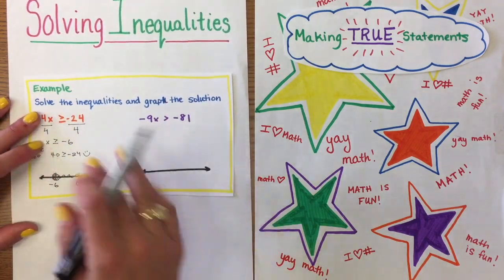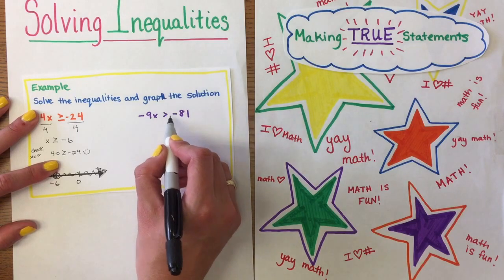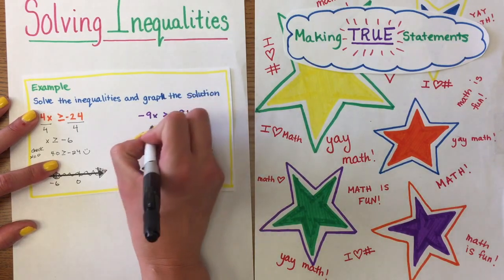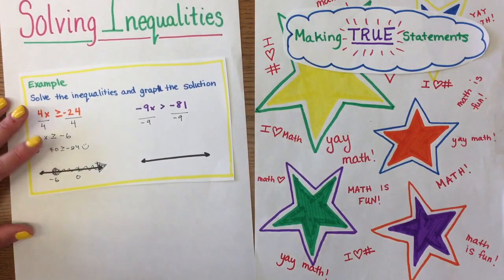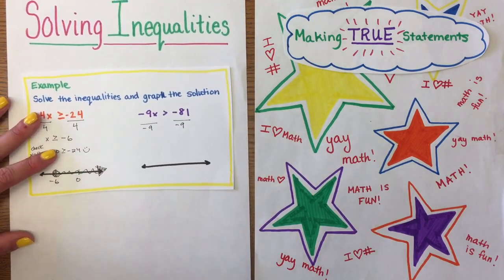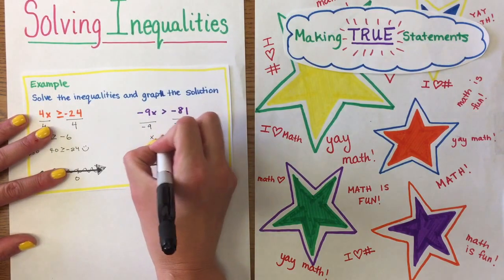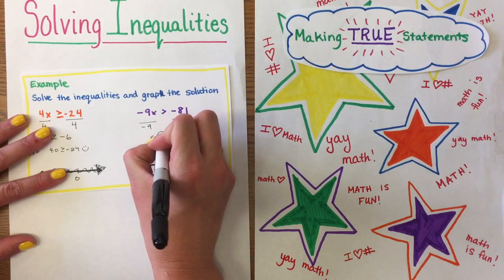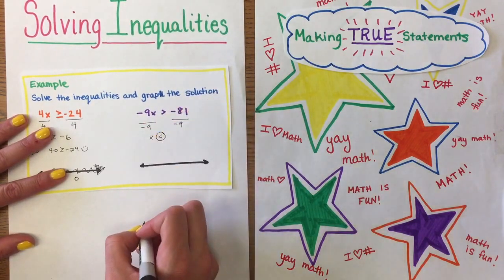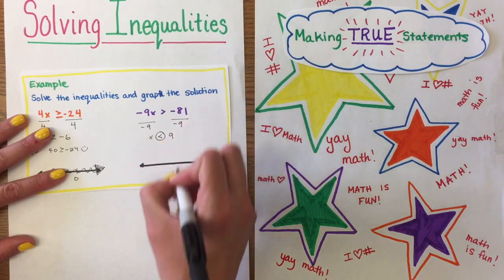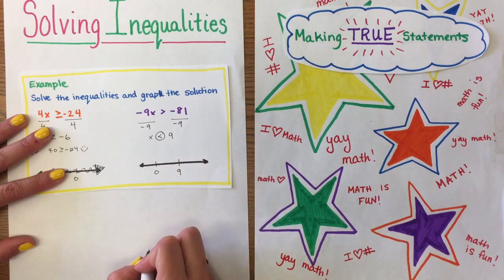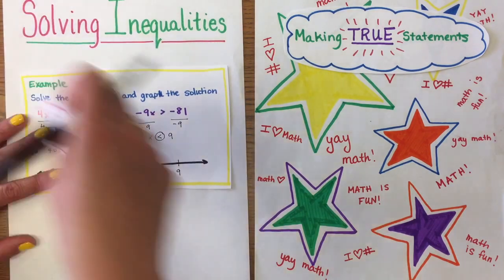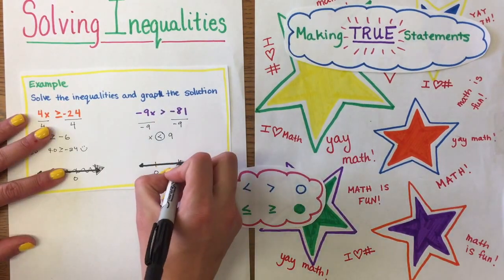When I look at my next, negative 9x is greater than negative 81, I need to divide both sides of my inequality by negative 9. I'm dividing by a negative value, so I have to remember to flip the direction of my inequality. Negative 81 divided by negative 9 is positive 9. So I put 0 on here and 9.